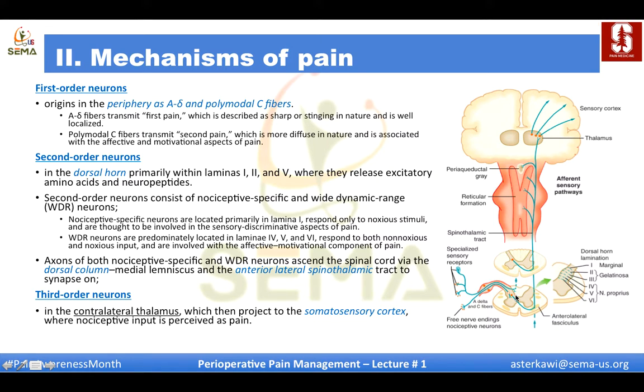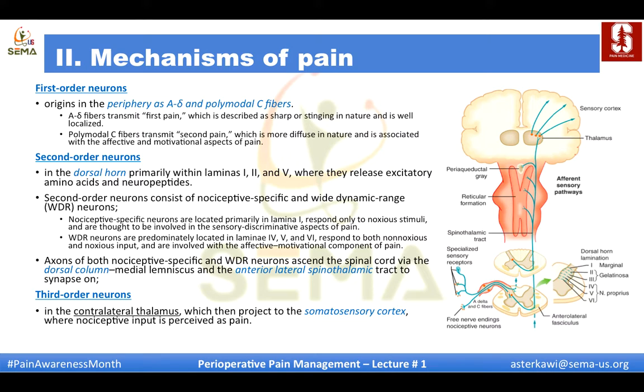The second order neuron, which is here, the dorsal horn, consists of nociceptive specific and wide dynamic range neurons. The nociceptive specific neurons are located primarily in lamina 1, respond only to noxious stimuli, and are thought to be involved in the sensory discriminative aspect of pain. The wide dynamic range neurons are predominantly located in laminae 4, 5, and 6, respond to both non-noxious and noxious input, and are involved with the affective motivational component of pain.